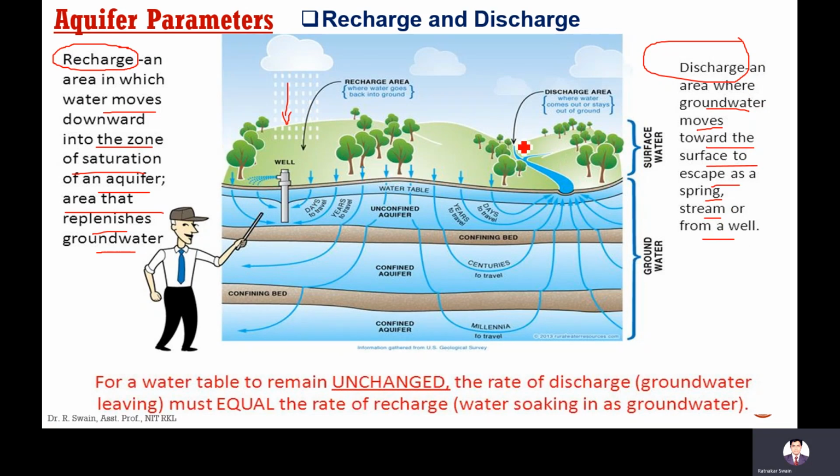And here, if you see this stream, the water is flowing from the groundwater to the stream, the surface water, meaning water is leaving the groundwater. So this is called the discharge area. This river or the stream or the lake, which takes the groundwater from this groundwater table, is called the discharge area.